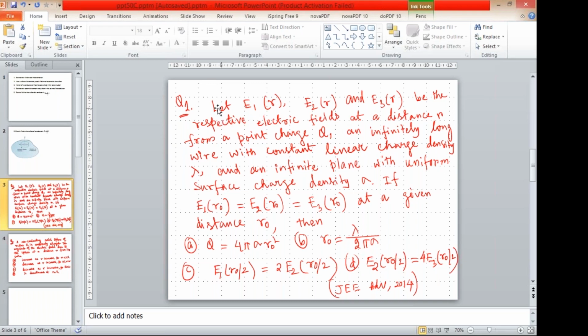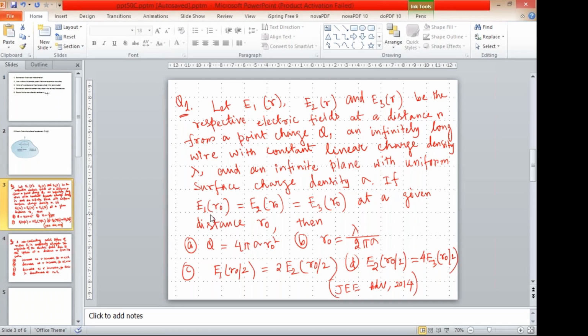Let E1(r), E2(r), and E3(r) be the respective electric fields at a distance R from a point charge Q. That means this electric field E1(r) is the electric field at R distance due to point charge Q. And this E2(r) is due to an infinitely long wire with constant linear charge density lambda, and E3(r) is the electric field at distance R due to an infinite plane with uniform surface charge density sigma.